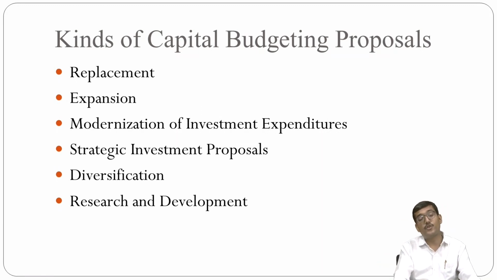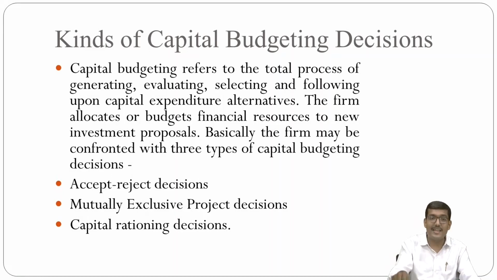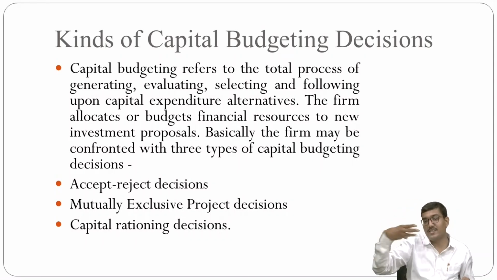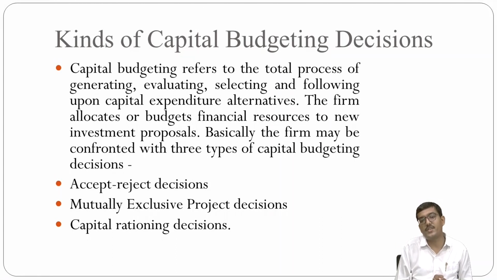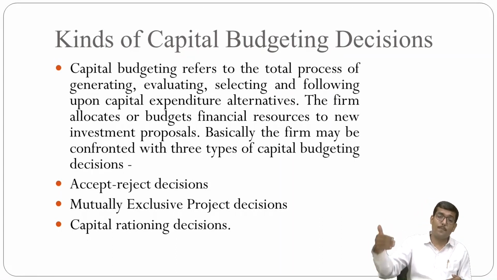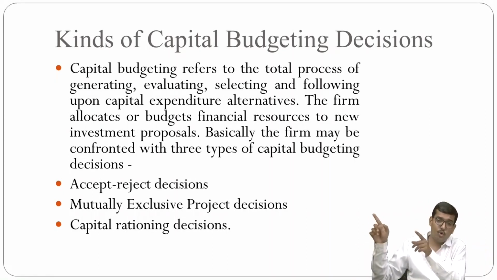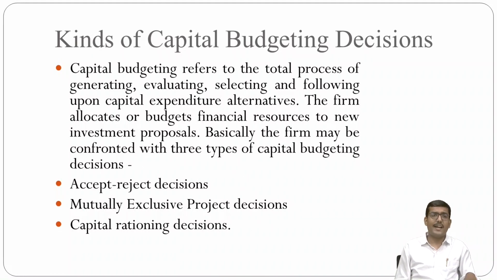On that basis, my dear friends, you have to take different decisions. Capital budgeting refers to the total process of generating, evaluating, selecting and following up capital expenditure alternatives, and on that basis you have to take decisions. There are mainly three forms of decisions. First is accept or reject decisions. That means whether you accept that particular proposal in an efficient manner, or you reject it and go for your existing proposal. Second is mutually exclusive projects decision. That means you have different projects, and you make a decision that will be efficient for your existing project also.